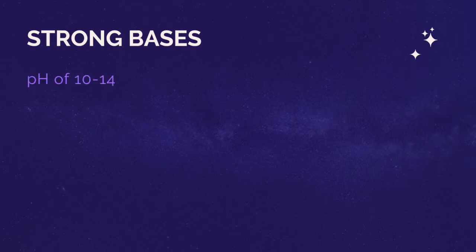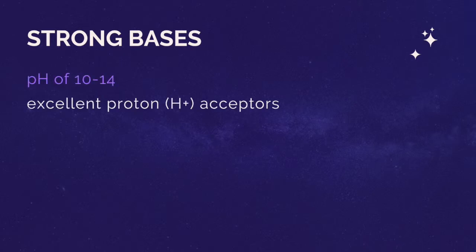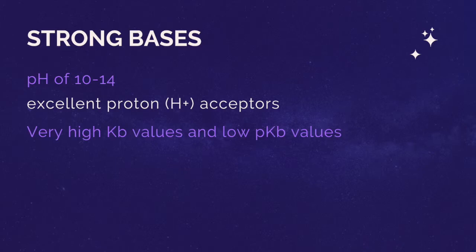Strong bases have a pH of between 10 and 14. They are also excellent proton or hydrogen ion acceptors. Based on the Bronsted-Lowry theory of acids and bases, a Bronsted-Lowry base is a proton or hydrogen ion acceptor. They have very high Kb values and therefore low pKb values.